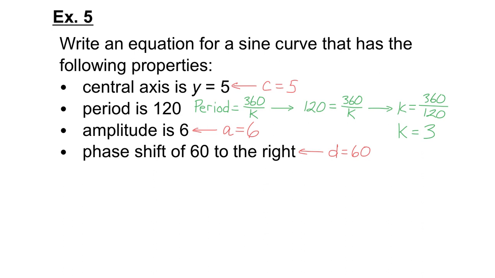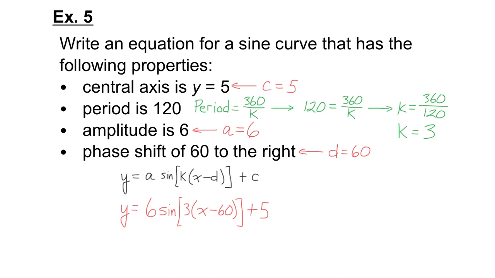So it says write an equation for a sine curve. So I'm going to use sine x as my parent function. I just need to fill in the values for A, K, D, and C. I've already figured those out, so I just have to plug in A is 6, K is 3, D is 60, and C is 5. This equation is for this curve.